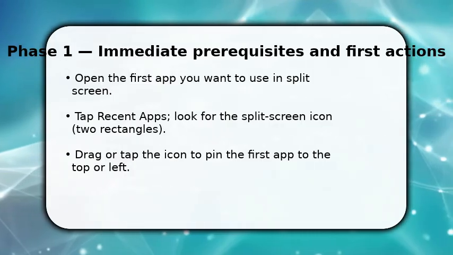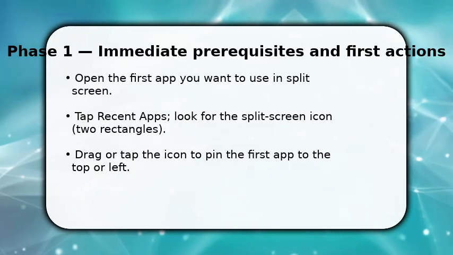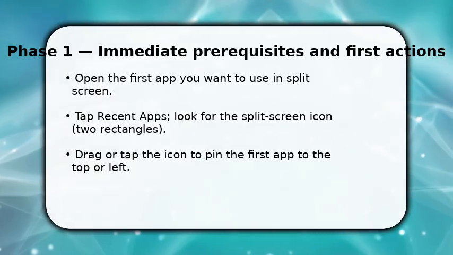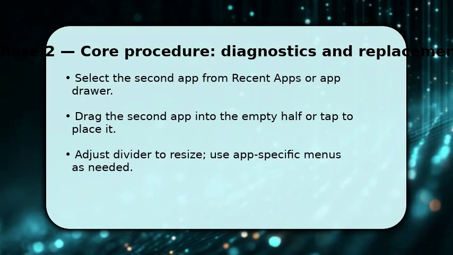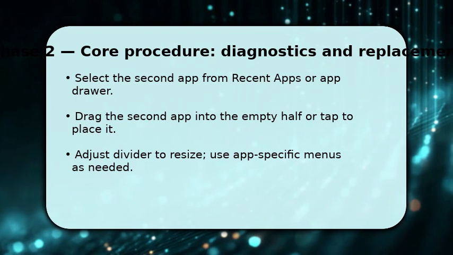This action pins the first app to the top or left. Make sure the app supports multi-window. If it does not, the option will be dimmed or absent. Once the first app occupies one half, pick the second app immediately.